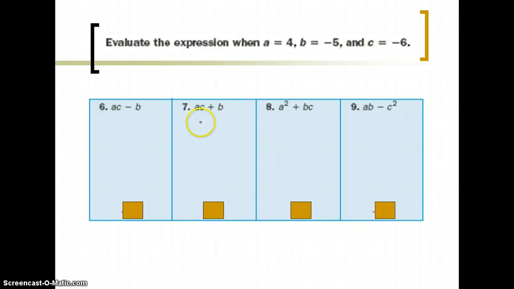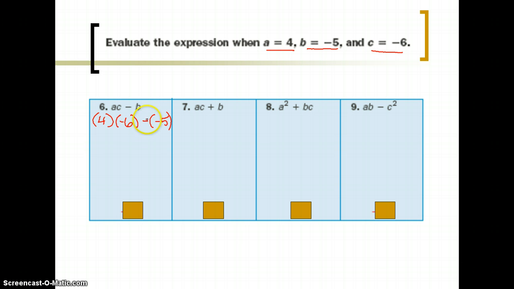For 6 through 9, you need to evaluate the expression knowing that A is 4, B is negative 5, and C is negative 6. Remember to use your parentheses. This should be 4 times negative 6 minus B, which is negative 5. Pause the video and solve the problem. If you need help figuring out where the numbers go, pause the video after I show you how to substitute the numbers in, and then do the problem by yourself.